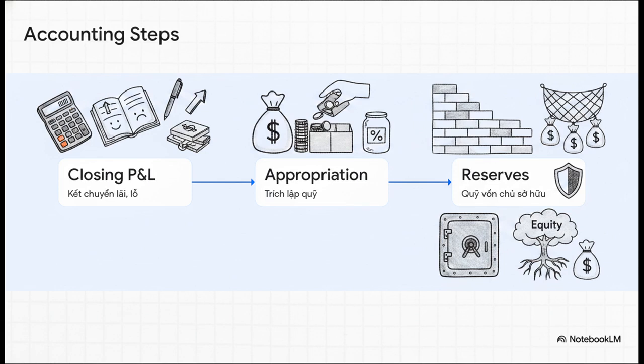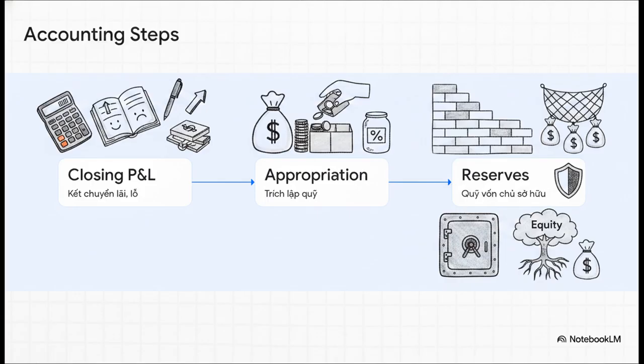This is where the accountant finalizes the year's numbers. If there's a profit, they move to step 2, reserve appropriation. Practice that. Reserve appropriation. They deliberately set a portion of the money aside.